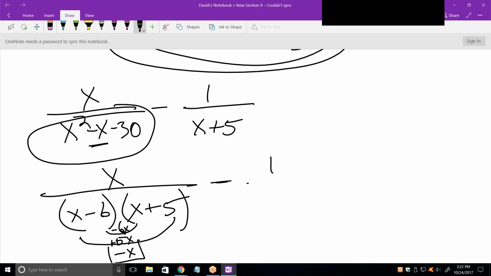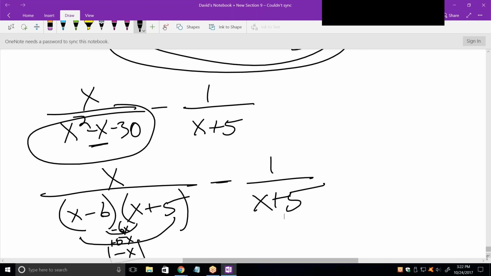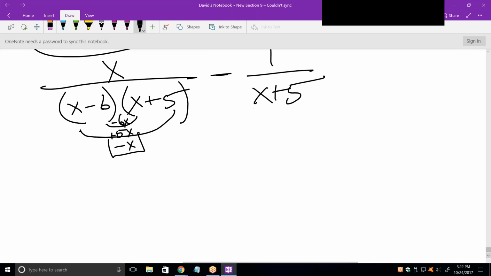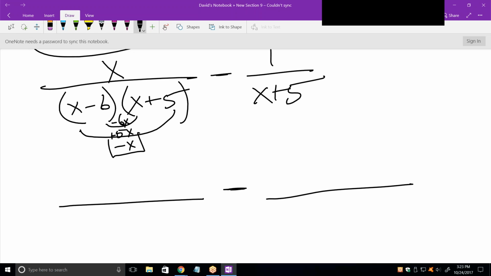All right. Now, doesn't get any easier yet. What's the common denominator? The x plus 5. No, it's this. Remember what the common denominator means. It means a denominator that will divide by each of these terms evenly.